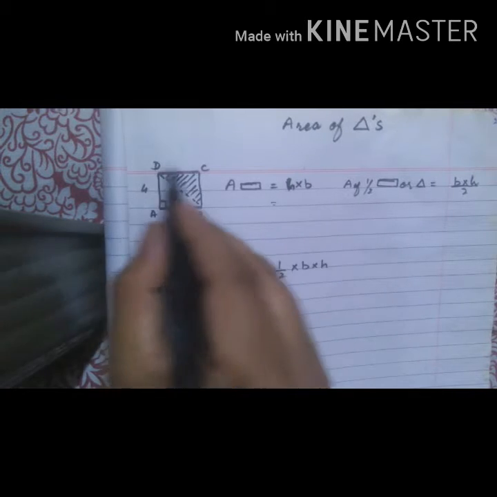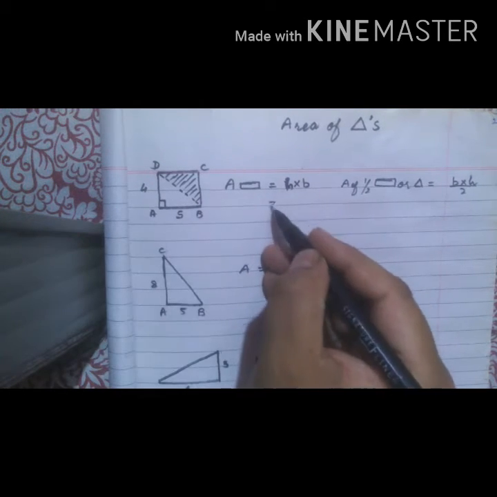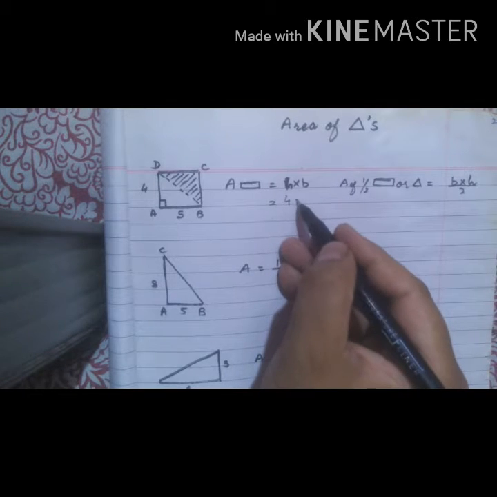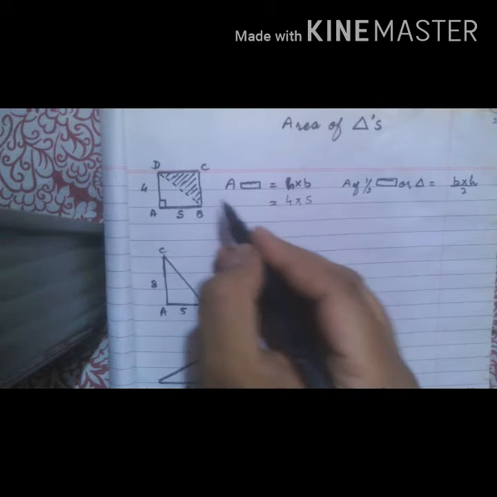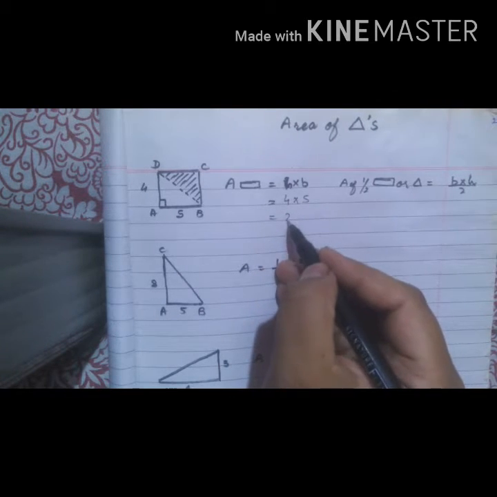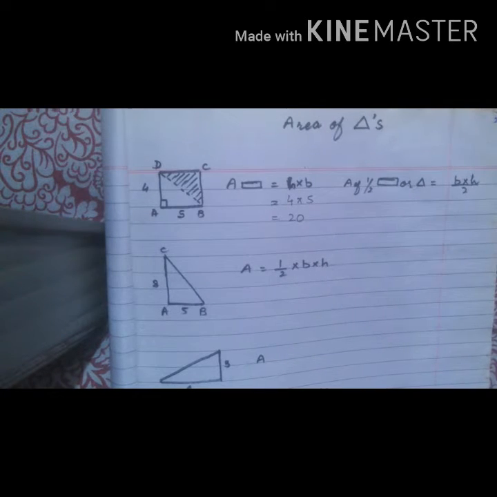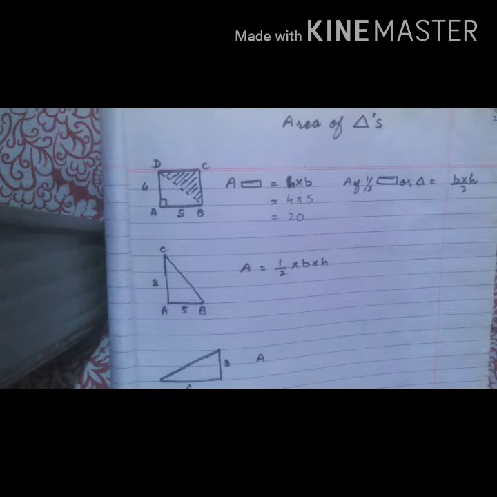So if we take the area of this whole shape, then height, which is 4 units, should be multiplied by its base, which is 5 units. So the area of the whole of this rectangle will be 4 into 5, that is 20 square units. Since it is an area, the unit will be in square. So 20 square units is the area of this whole rectangle.